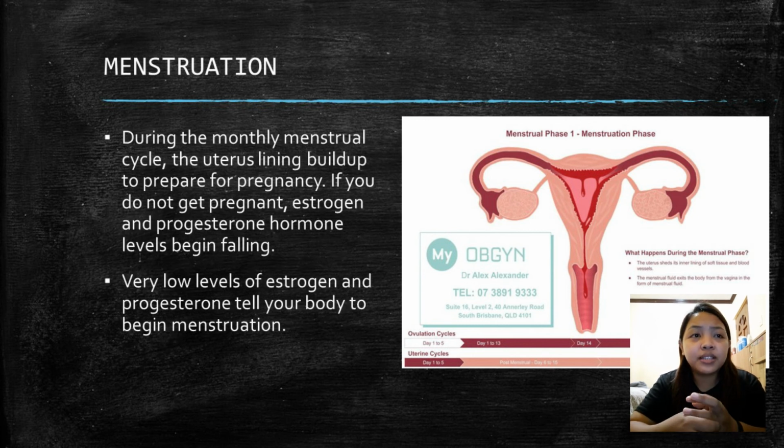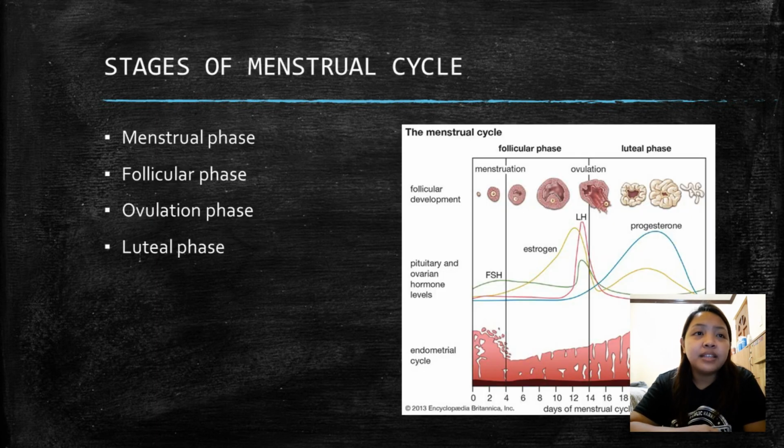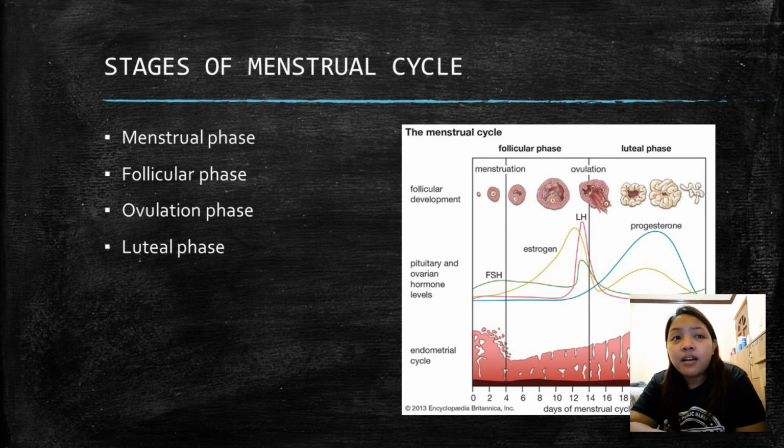During the monthly menstrual cycle, the uterus lining builds up to prepare for pregnancy. If you do not get pregnant, the estrogen and progesterone hormone levels fall. Very low levels of estrogen and progesterone tell your body to begin menstruation. The typical menstrual cycle is 28 days long, but each woman is different. It is called regular if periods usually come every 24 to 38 days. The stages of the menstrual cycle are the menstrual phase, follicular phase, ovulation phase, and luteal phase.